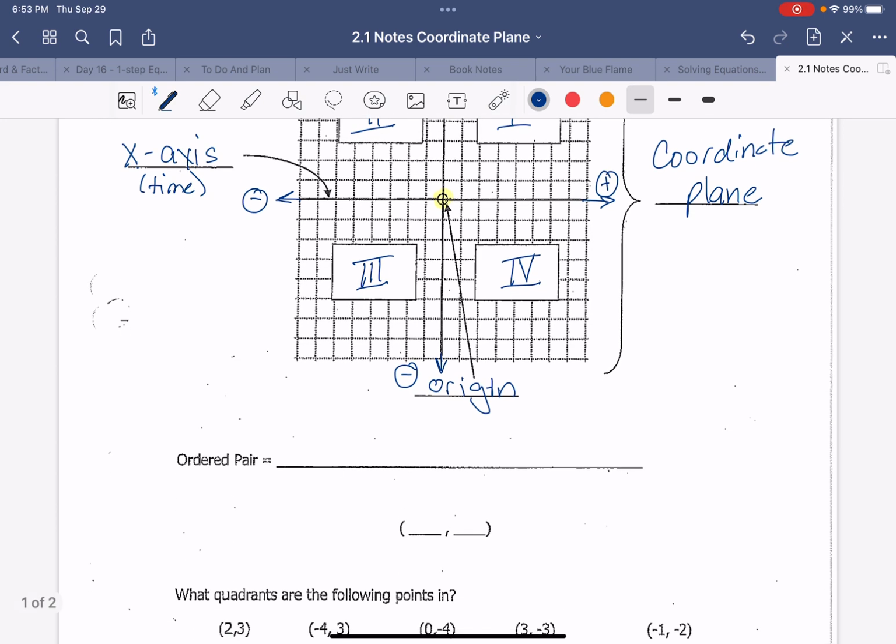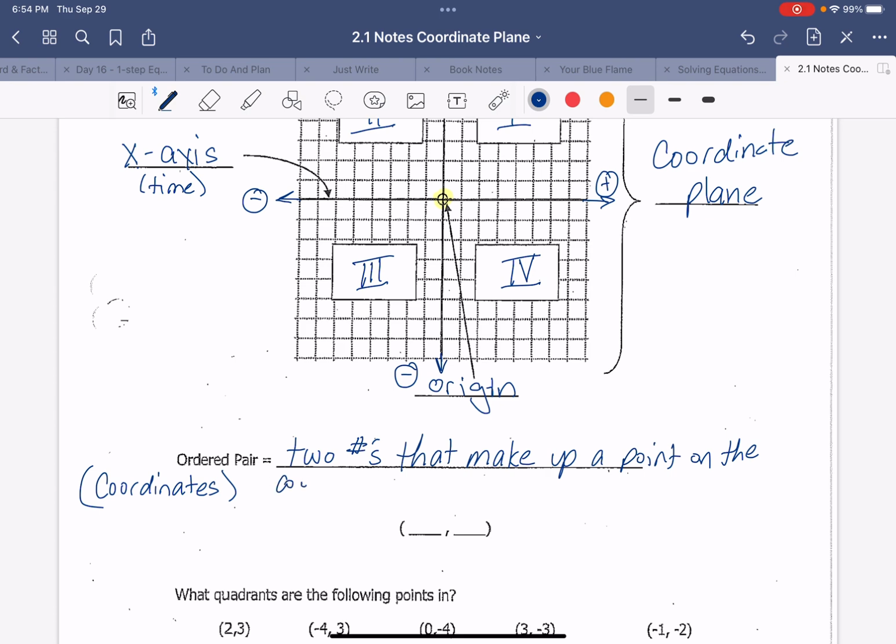So when we are looking at actual coordinates, we're looking at an ordered pair, and you can write coordinates because I'll use that terminology a lot too. Coordinates, it's the same here. And an ordered pair is equal to 2 numbers that make up a point on the coordinate plane.